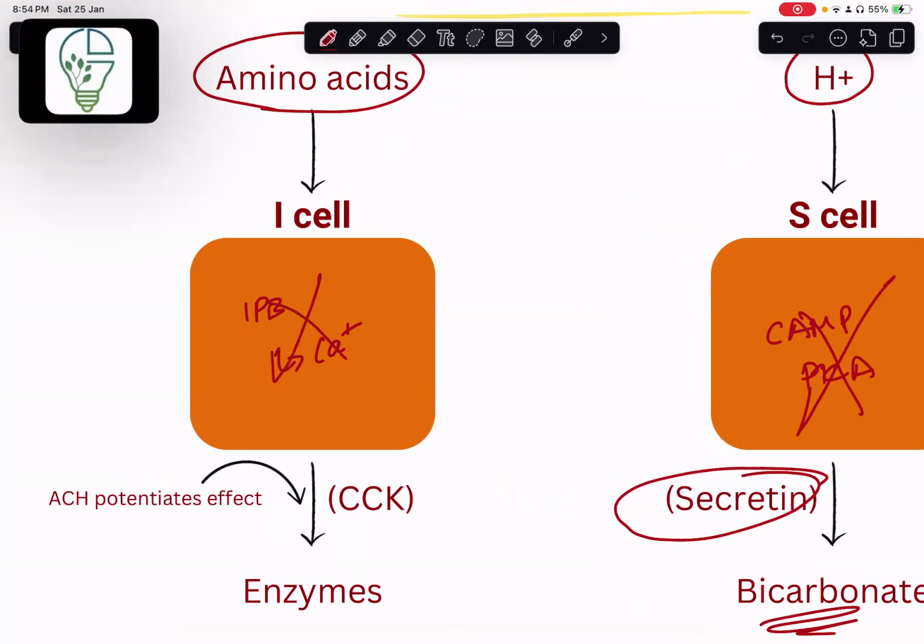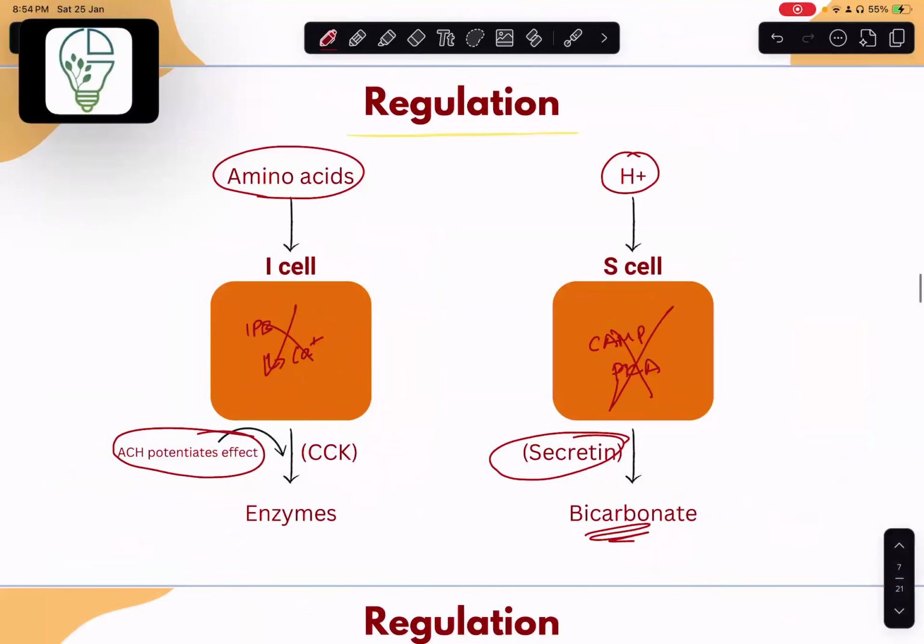CCK is released, induces enzyme production by acinar cells. Of course, as we said, vagovagal reflex acetylcholine. Acetylcholine when produced potentiates the effect of amino acids and increases CCK even more, the production of CCK and enzyme production even more.